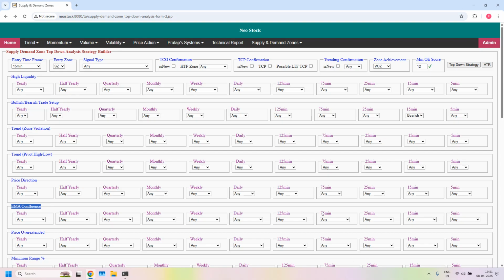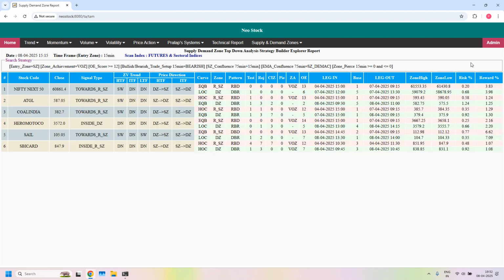This 15 minute supply zone is inside 75, that means overlapped with 75. So we are checking 75 minute supply zone having daily EMA confluence, because the 75 minutes trend is a downtrend. Let's filter. Now the list has come down to 6 stocks. So in all the 6 stocks, the 15 minutes supply zone overlapped with 75, and that 75 minute supply zone has daily EMA confluence. Okay, this is based on LTF and ITF supply zone confluence and ITF EMA confluence.